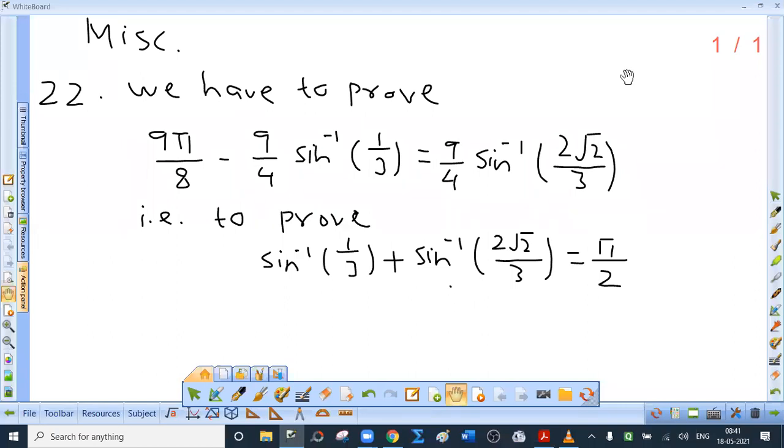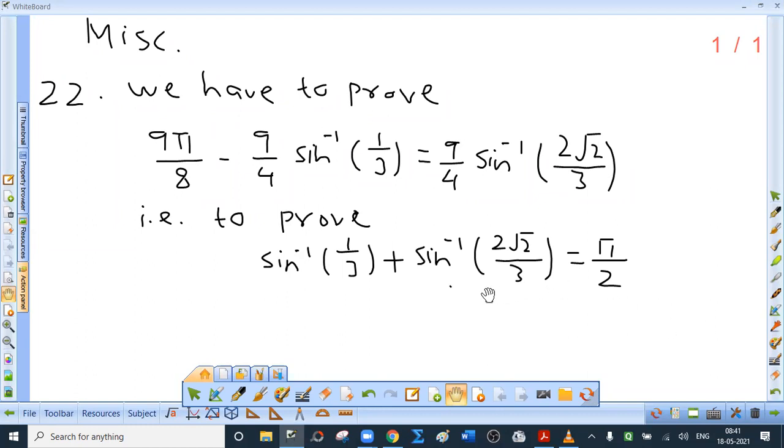Show that 9 pi upon 8 minus 9 by 4 sine inverse 1 upon 3 equal to 9 by 4 sine inverse 2 root 2 by 3. To prove this means to prove what? See what I have done. I have multiplied both sides by 4 by 9 and I have shifted this term to RHS. So we have to prove what? Sine inverse 1 by 3 plus sine inverse 2 root 2 by 3 equal to. Now if you multiply 9 pi by 8 by 4 by 9, what remains is pi by 2.